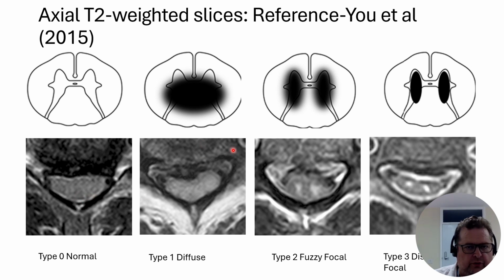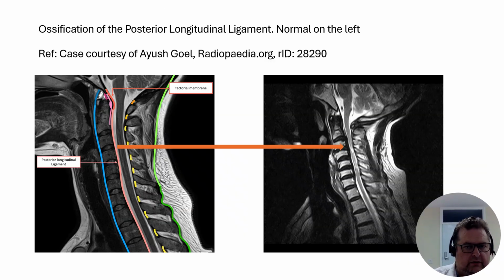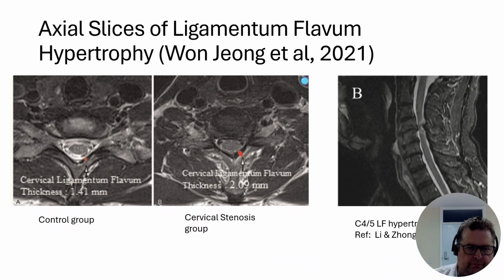This is the axial view of the same changes. So you can see the cord is normal. And then here you start to see that the signal is changing and there's more of a hyperintense look. Really important when you're looking at the myelopathies, you start to look as well at things like the posterior longitudinal ligament. So that's normal on the left, and on the right you start to see the thickening and ossification, which can start to narrow the space for the cord.